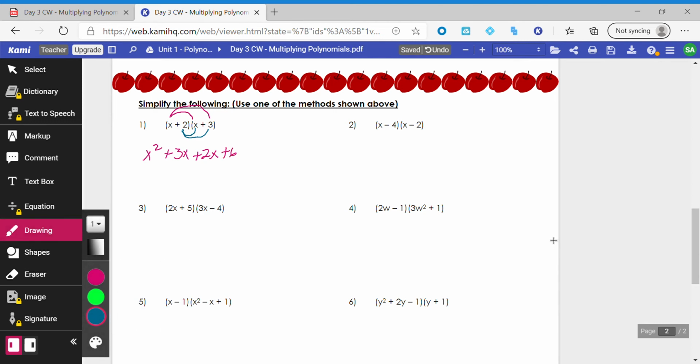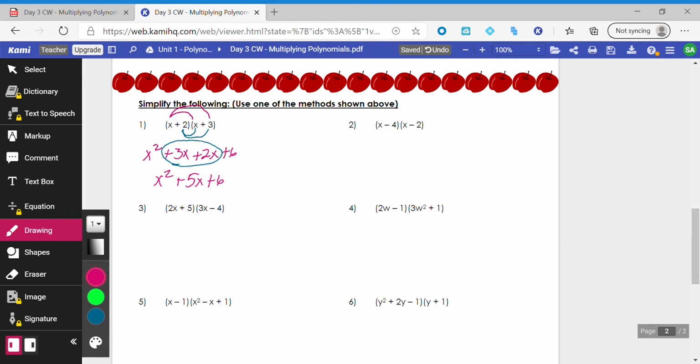Next up, I'm going to combine the like terms. So I see here in the middle, I got plus 3x plus 2x. X squared is on the outside. I add the positive 3 and the positive 2 to get plus 5x. And then plus 6 is on the outside. So that was using distribution. Number 2, I'll use the box method.